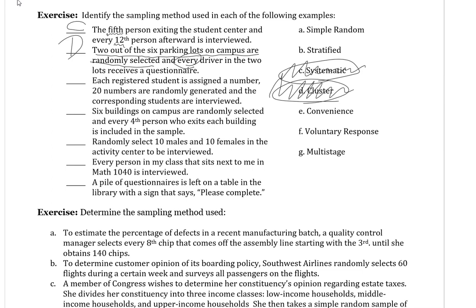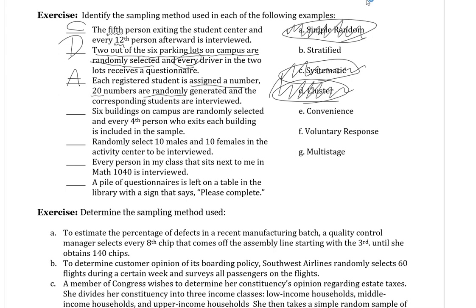Third, each registered student is assigned a number. 20 numbers are randomly generated, and the corresponding students are interviewed. All right, well, assigning students a number and then selecting 20 numbers at random, that is how a simple random sample is done. That's how we did it in our calculator in section 1.3. We just give people numbers, and we randomly select numbers. I don't see anything else giving us any other points there, so that's a simple random sample.